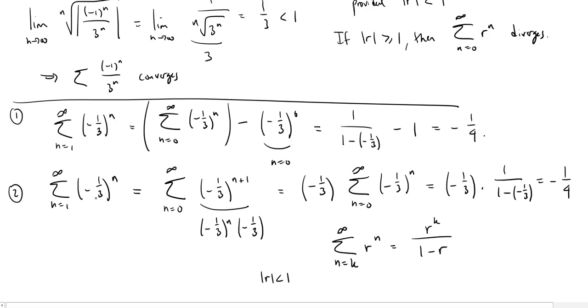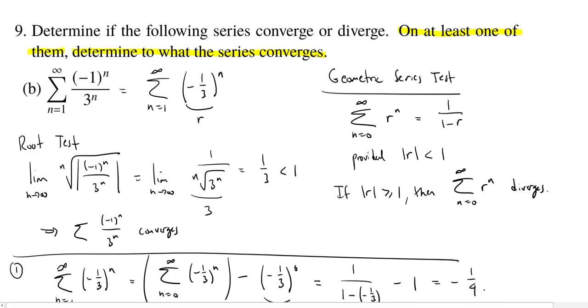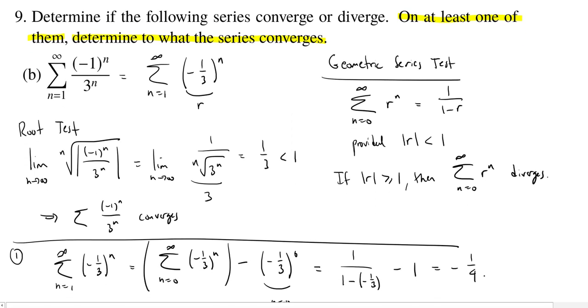All right, so there are, of course, other ways we could have shown series convergence here, but this is where reading instructions is going to pay off. By reading instructions, we know we should be looking for something we can actually compute a value for, and the only convergence test we have that does that is the geometric series test.